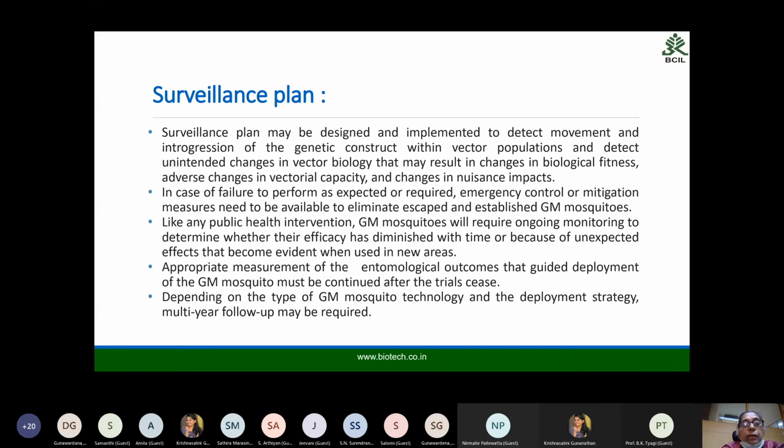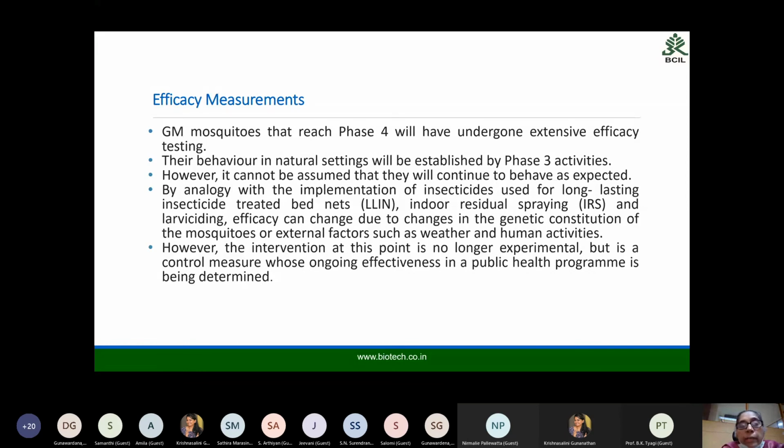Like any other public health intervention, GM mosquitoes will also require ongoing monitoring to determine whether their efficacy has diminished with time or because of unexpected effects that become evident when used in new areas. Appropriate measurement of the entomological outcomes that guided the deployment of the GM mosquitoes must be continued after the trials also cease, and depending on the technology and the deployment strategy, multi-year follow-up may also be required.